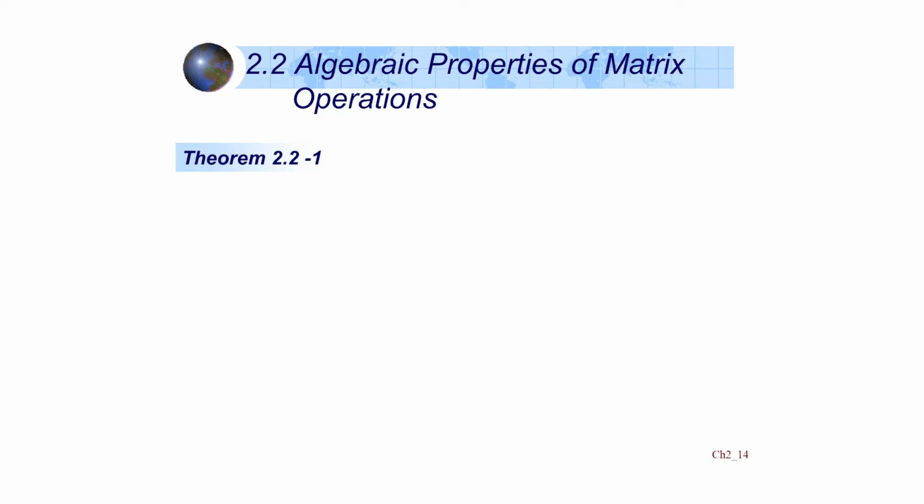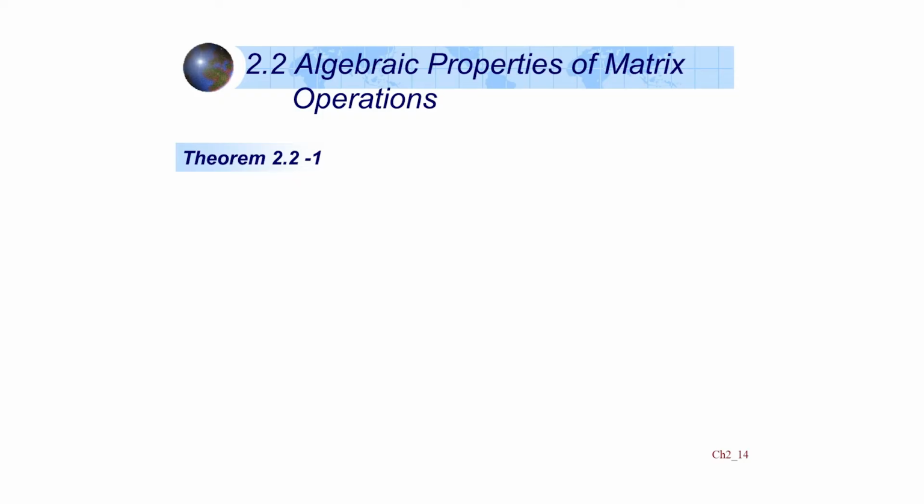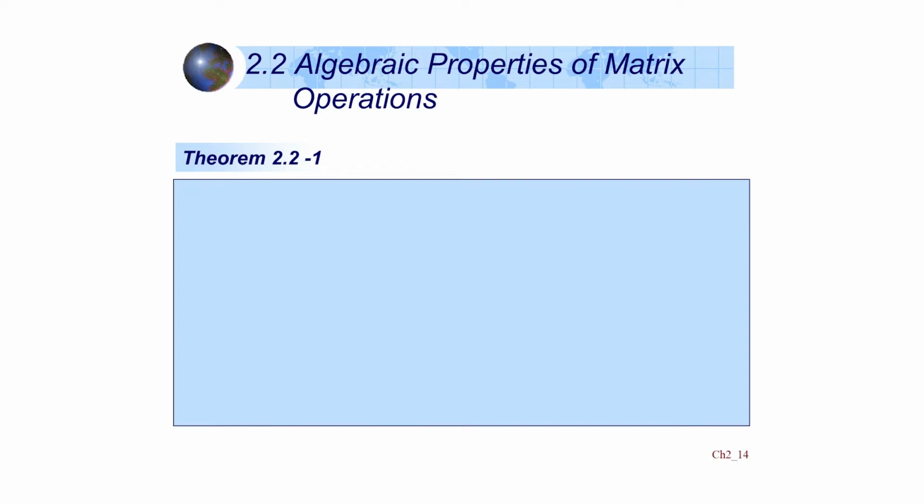Well, anyway, we need to know the properties of these operations just to do some symbolic calculations. Often we have to do symbolic calculation to understand, to prove something, to see the reason of some phenomena. Okay, so the theorem in this slide is listing the properties of operations.